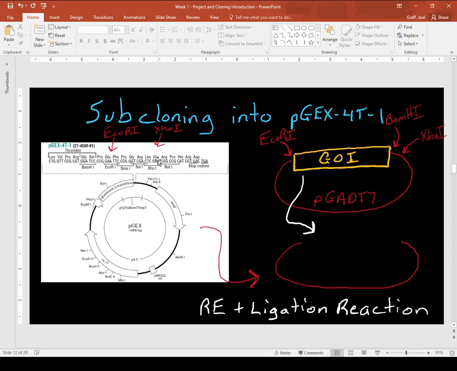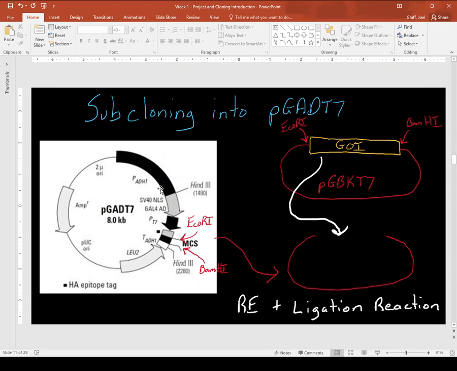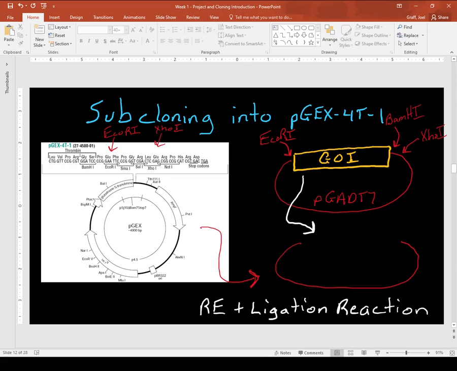Meanwhile, there's an XhoI site that is to the right of the EcoR1. And if we jump back, it's not shown, but there is an XhoI site to the right of the BamH1 site in the pGAD T7. So we can cut out the EcoR1 and XhoI fragment, cut it out here, and paste it into the EcoR1 and XhoI cut plasmid pGEX 4T1 here.